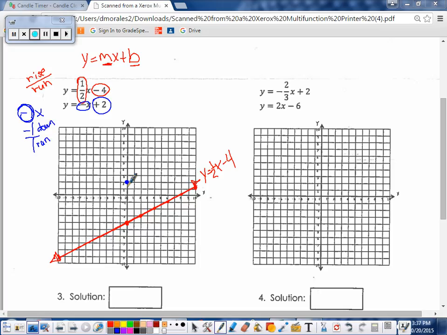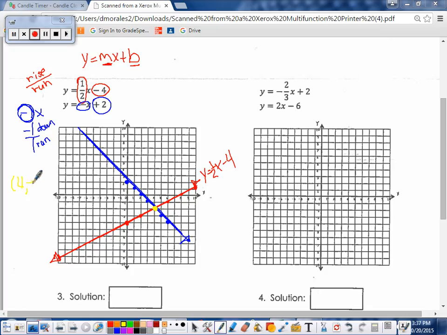So from this point, I go down 1 box, and then to the right 1 box. Down 1, over 1, and I repeat this process until I have sufficient number of points to make my line. Now that I have all my points that I want for now, I'll go ahead and take my straight edge again, and I will make a line that goes through all these points. And I can see already that I have a point of intersection. My point of intersection appears to be right here at 1, 2, 3, 4, comma, -2.